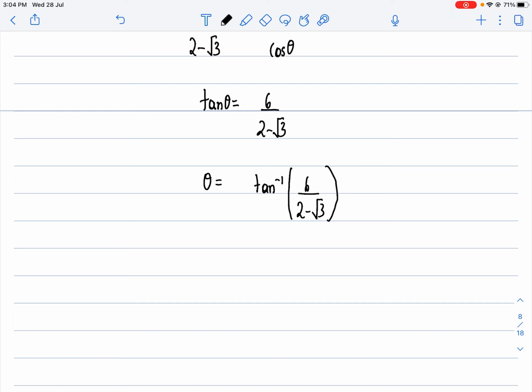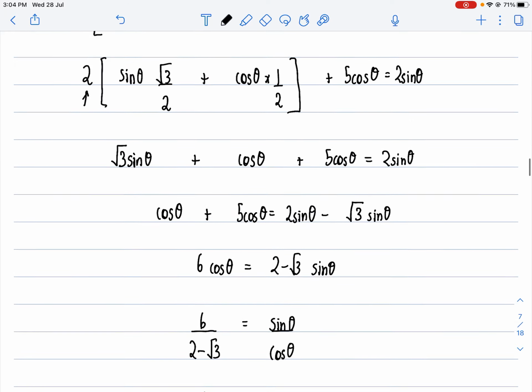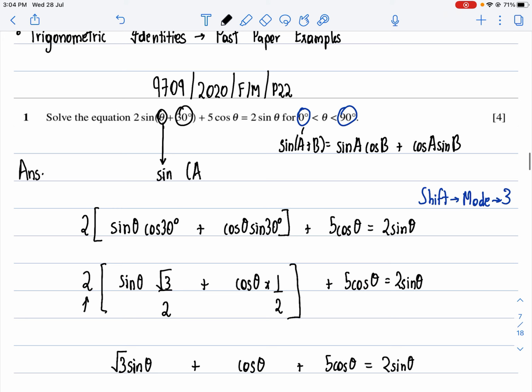In the degree mode, make sure you're on the degree mode because that's the most important thing. When you simply solve this, you get theta as 87.4 degrees, which is basically your final answer, and it's in degrees because the domain here is in degrees.